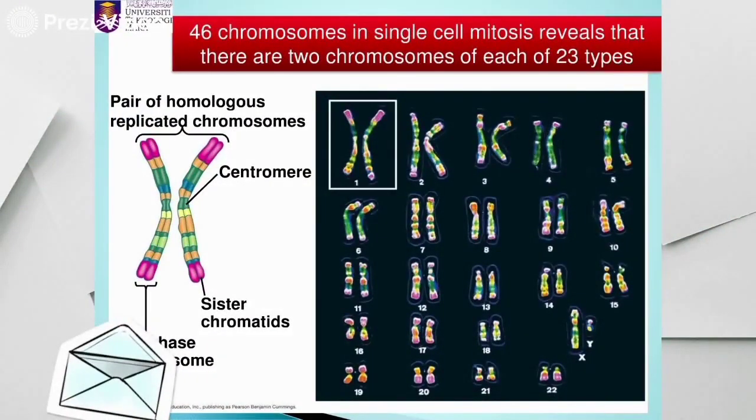There are 23 pairs of chromosomes. One pair is known as the sex chromosomes. The remaining 22 pairs of chromosomes are autosomes. The autosomes are numbered by size.